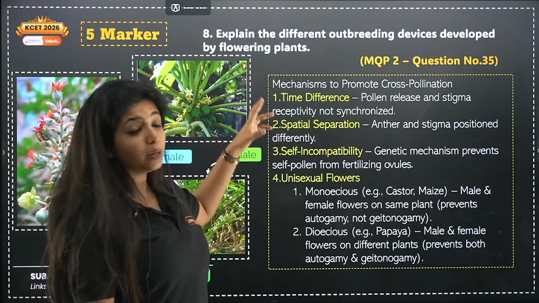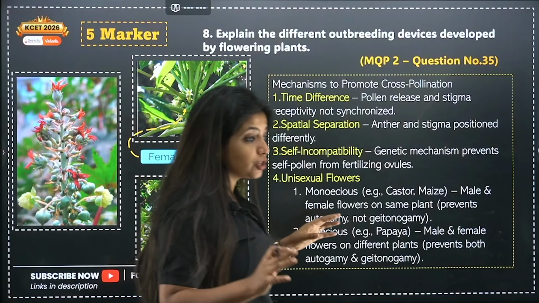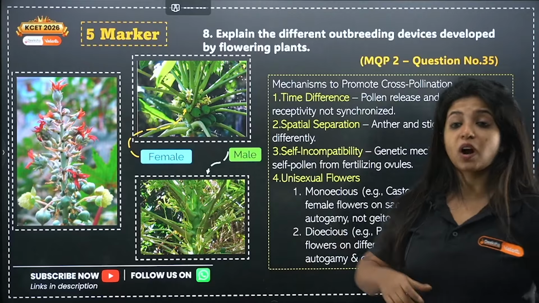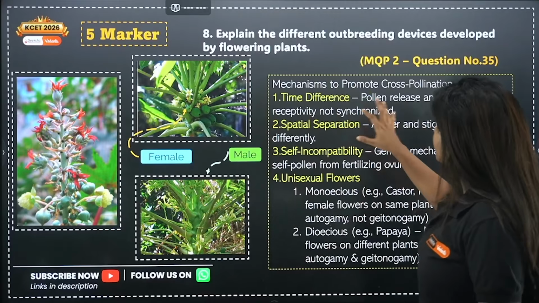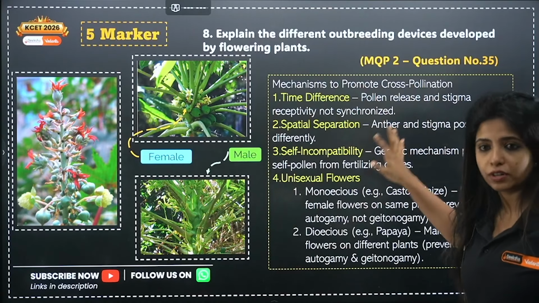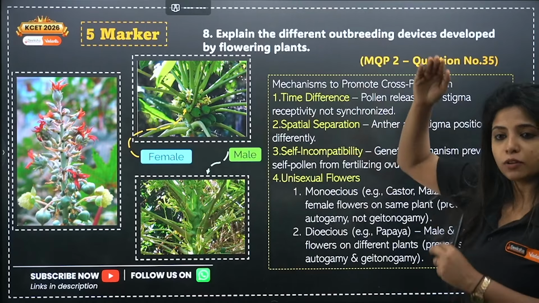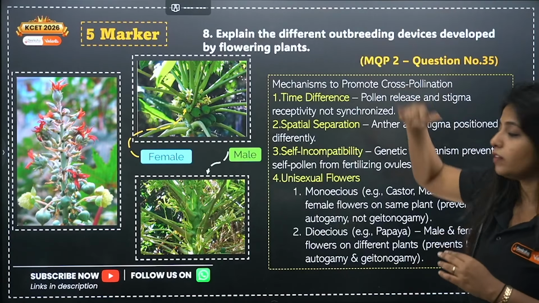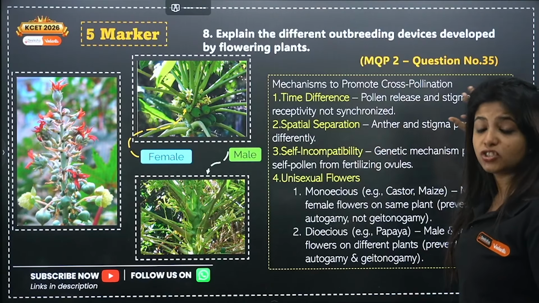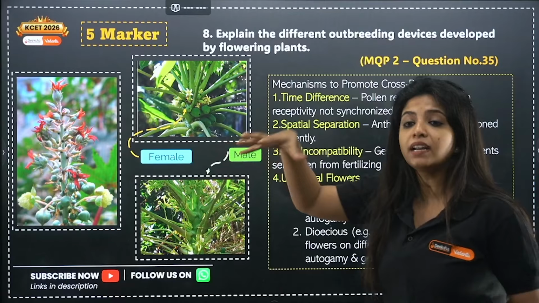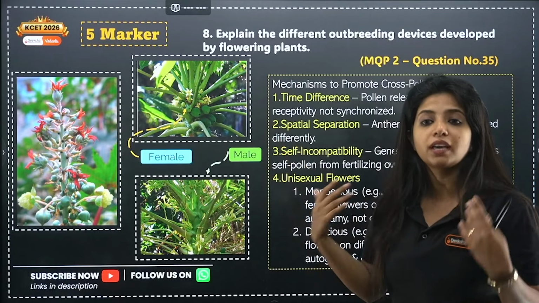Outbreeding means you do not want to undergo self-pollination, you want to undergo cross pollination. Those are outbreeding devices. So, first thing is time difference. Pollen release and stigma receptivity are not synchronized. Second, spatial difference. That means anther is over here, stigma is over here. Pollination will not be happening. Self incompatibility. This is a genetic mechanism. Even if the pollen grains land, the pollen-pistil interaction will not be taking place properly.